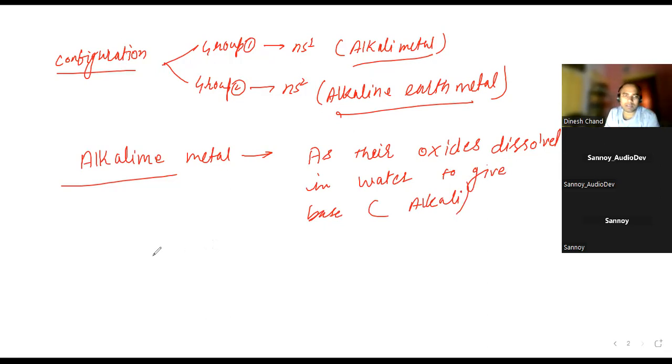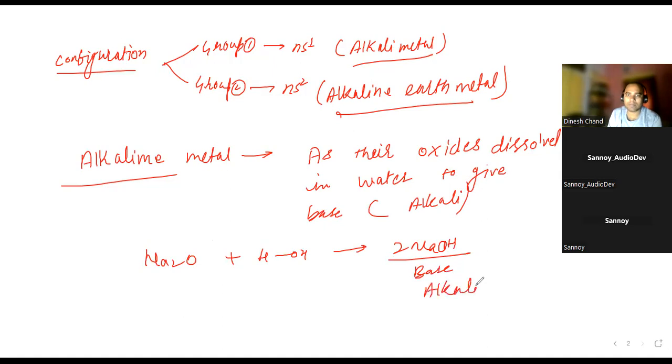Because of their oxide. Suppose you are using Na2O and treating with water, H2O. What will it give? 2NaOH. So it is dissolving in the water, this oxide. What you are getting? Base. Base means the alkali. So why they are called alkali metal? What is the reason? Because their oxide dissolves in water to give alkali.